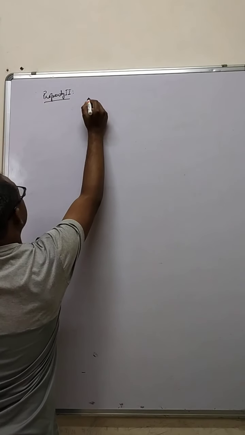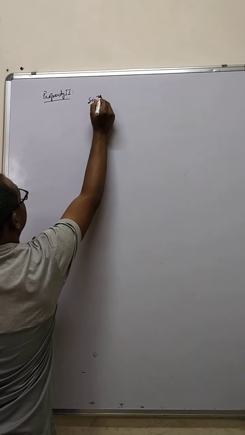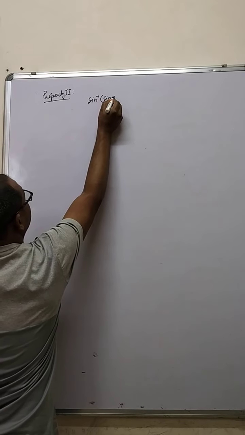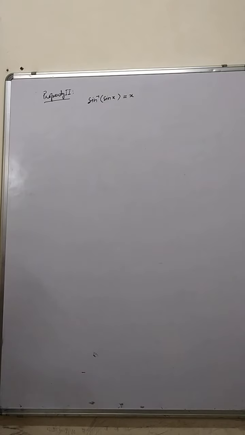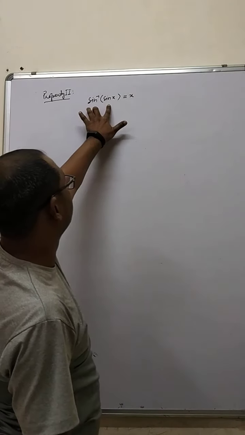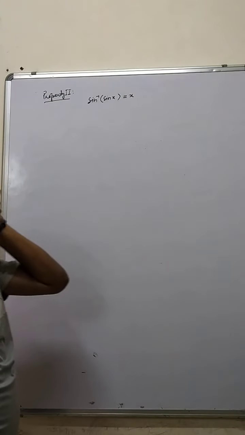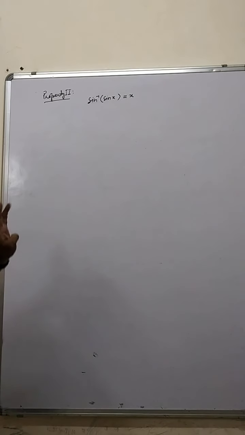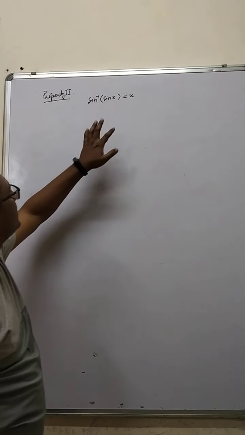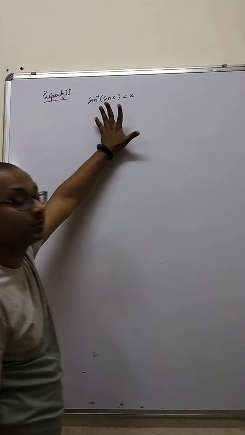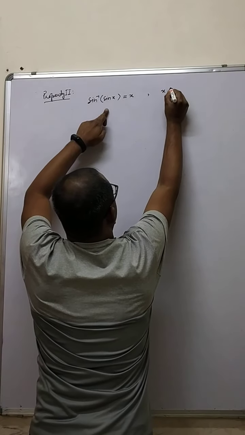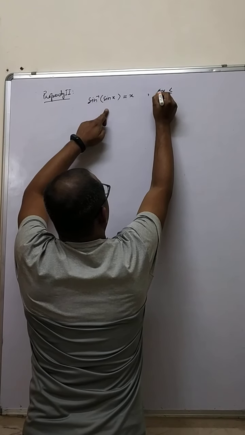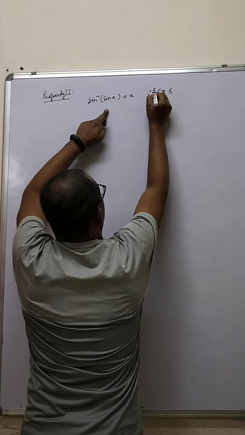The property says sine inverse of sin x is equal to x. Sine inverse of sin x equals x. Now, sine inverse of sin x equals x is true only if x is lying between -π/2 to π/2.